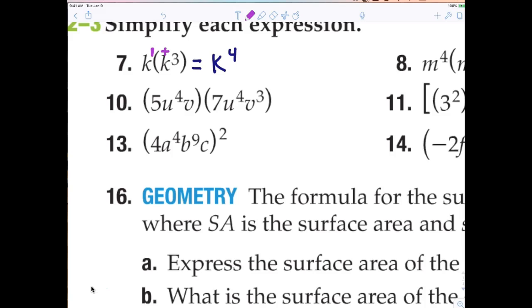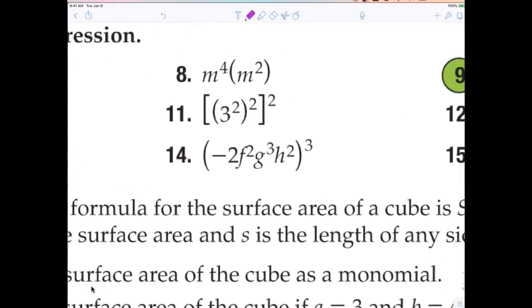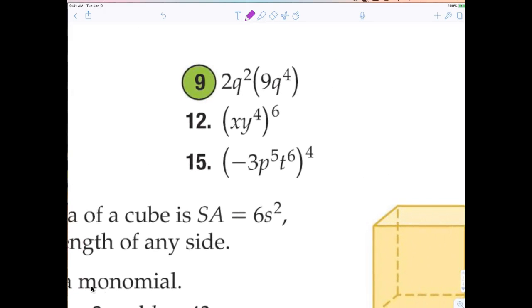Now, keep in mind, if there isn't a number for an exponent, it's always a 1. Just like the number in front here is a 1. So again, you're trying to write the answer to see if you understand before I tell you what the answer is. So here we go. Number 9.